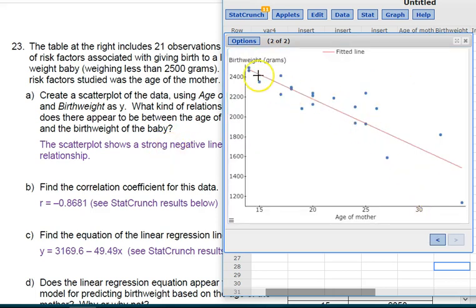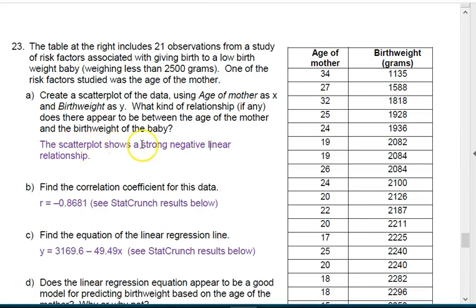So if I look at my scatter plot, I can see that I've got a pattern that's going down as I go from left to right. So this would have a negative relationship. That's why my correlation coefficient turned out to be negative. So my scatter plot shows a strong negative linear relationship. My R value is negative 0.8681 that we saw in the StatCrunch results.